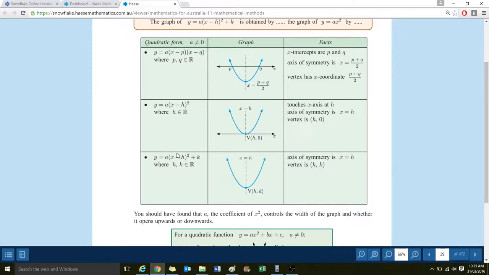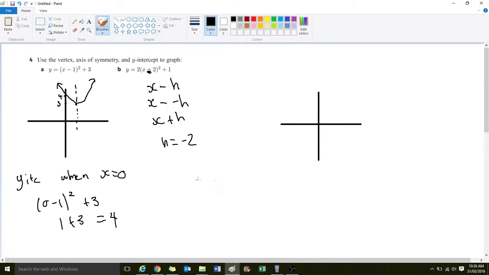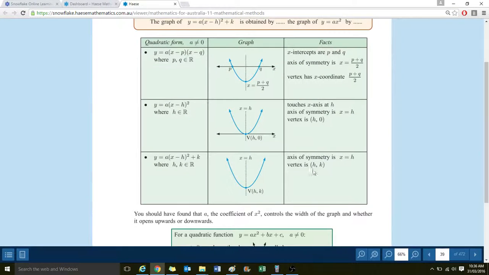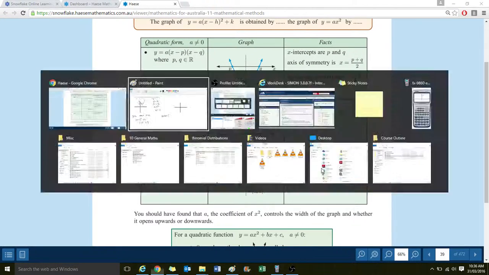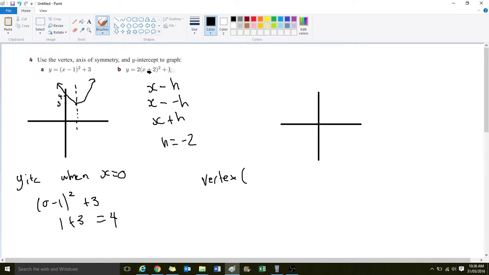So if our h is minus 2, once again the vertex of this function is going to occur at x is minus 2 and y is k. Now k in this circumstance is this 1 here. So the vertex occurs at minus 2 and 1. Of course, the axis of symmetry, AOS, occurs when x equals, again, minus 2.